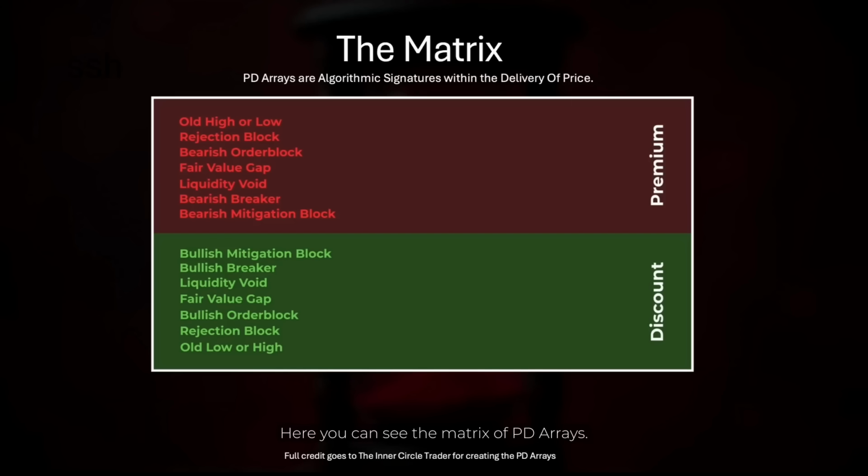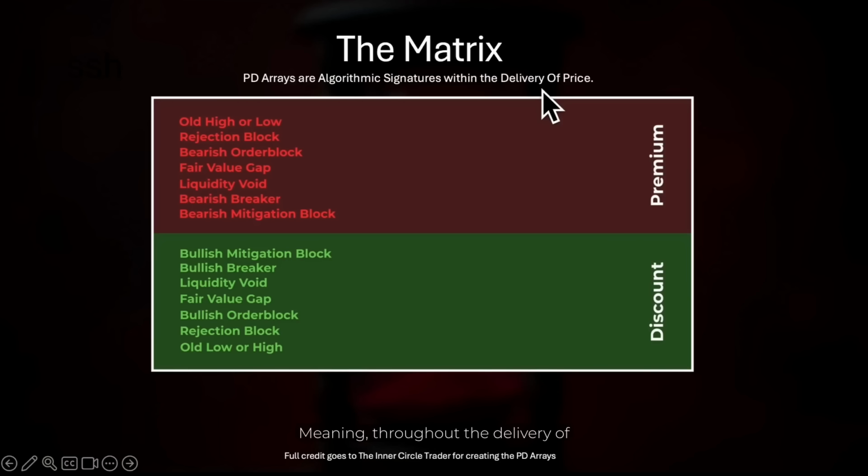Here you can see the matrix of PD arrays. This matrix was originally created by ICT, the Inner Circle Trader, and therefore full credit goes out to him for creating these PD arrays. Before we dive into this schematic right here, I first want you to understand the definition behind PD arrays. PD arrays are algorithmic signatures within the delivery of price. Meaning, throughout the delivery of price within buy or sell programs, IPDA will leave behind footsteps. Our job is to recognize what these footsteps are to anticipate what the next delivery function is likely going to be.